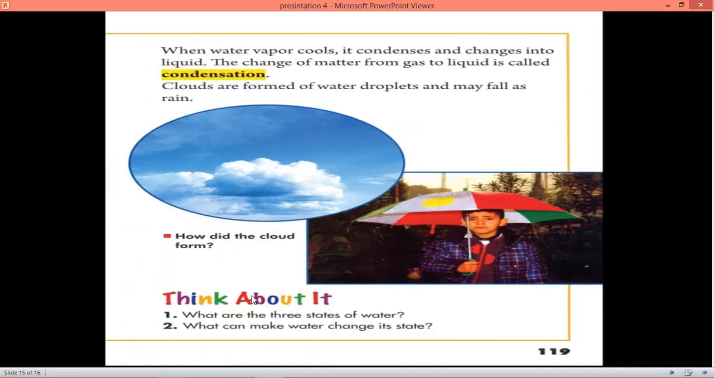Okay, students, now look at the page. At the bottom of this page, we have two questions. This is your homework. Number 1, what are the three states of water? And number 2, what can make water change its state?